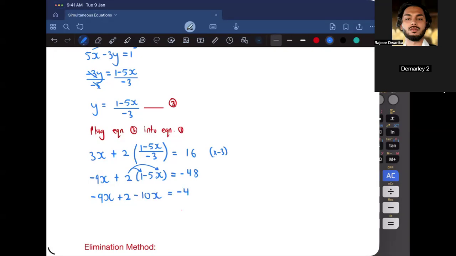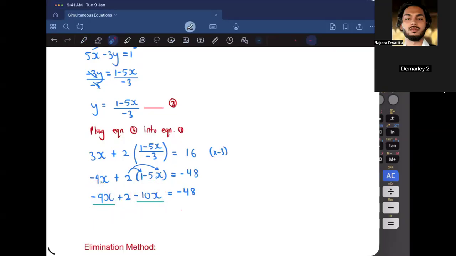Then 2 times 1 is 2. 2 times minus 5x is negative 10x, because a positive times a negative is a negative. Let me group together the like terms. We have minus 9x and we have minus 10x. Don't tell me a negative times a negative is a positive. That is only for multiplication. Are we multiplying anything over here? No.